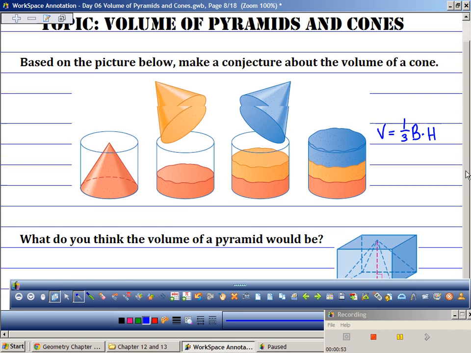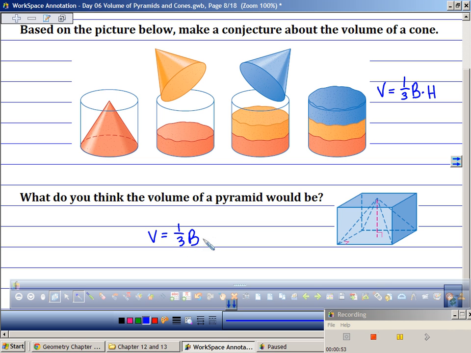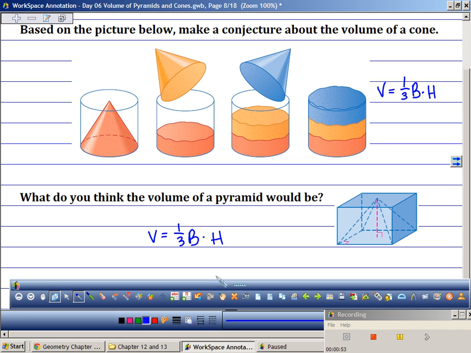So what do you think the volume of a pyramid would be? V is equal to 1/3 of the base times the height. Okay, let's move on.